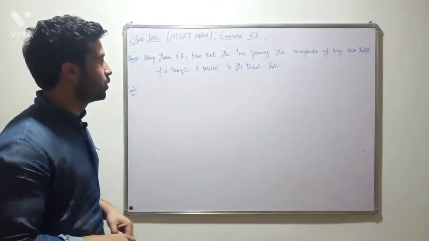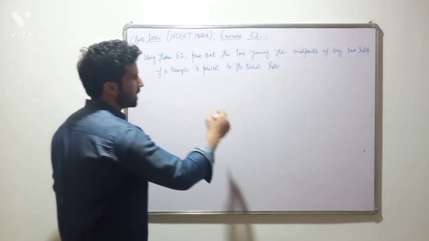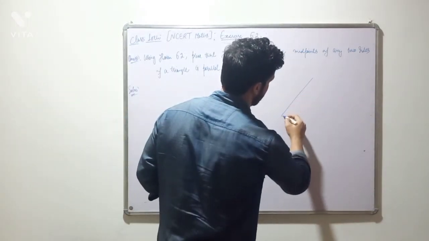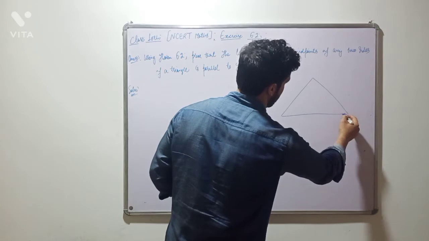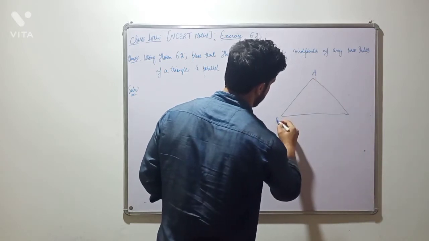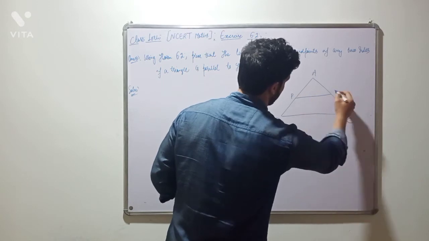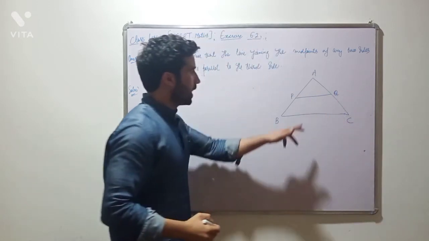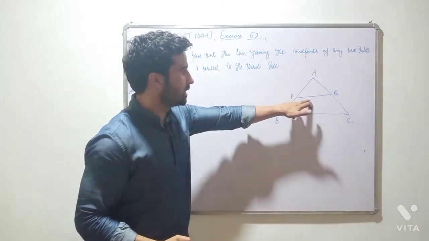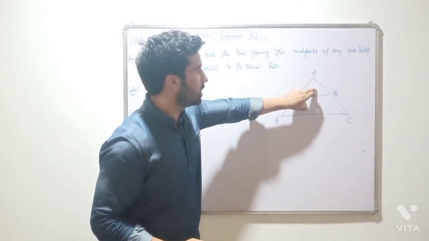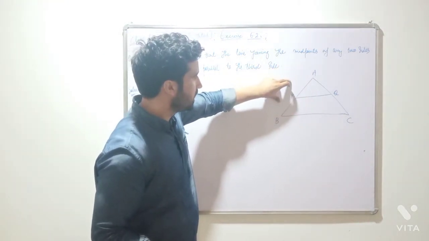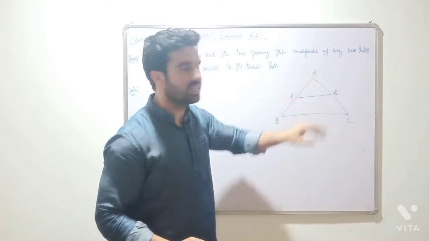Okay, so how will we prove it? See, it is simple. In the solution, first we will draw the figure. Let's consider triangle ABC, and let's suppose that this is the line PQ. Let us suppose that this line has been obtained by joining the midpoints P and Q of sides AB and AC.